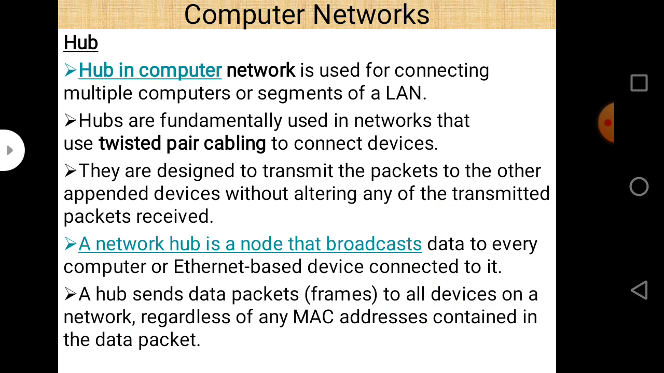So the important point is that when more than one computer is connected using hubs, then the hub sends frames, or we can say packets, meaning information or data, to different devices connected to a computer system, regardless of any MAC address. It means it broadcasts the data. So those devices also get the data which they are not interested in. That is basically a disadvantage of hub.